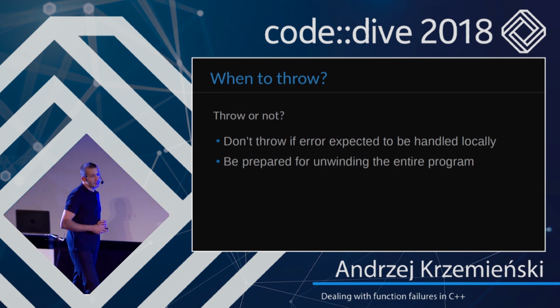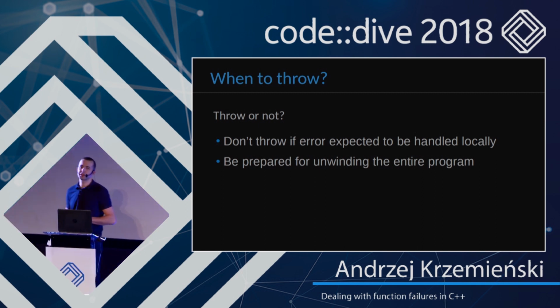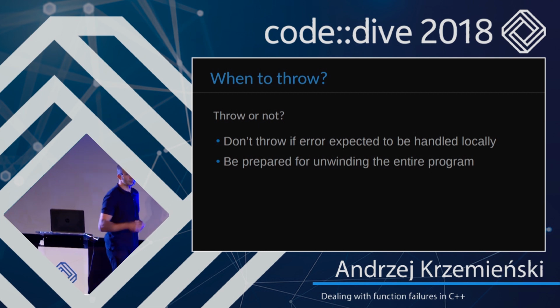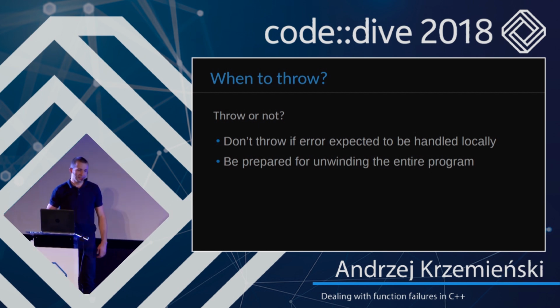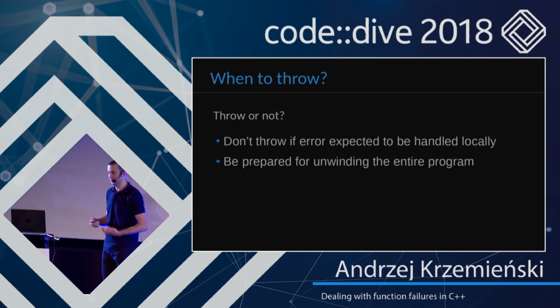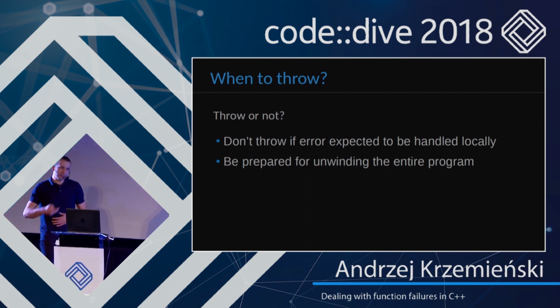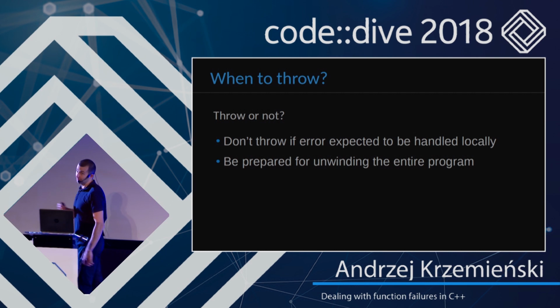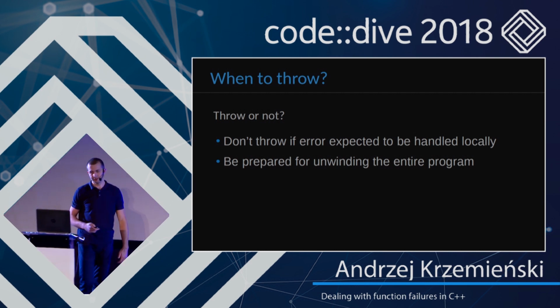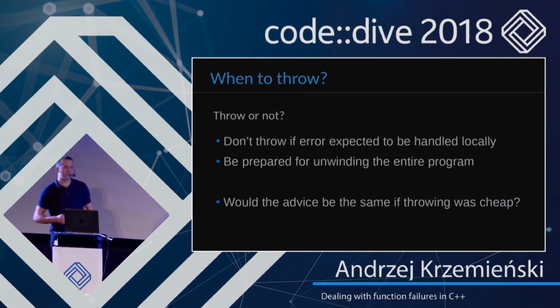And the practical answer you will be given is that you don't throw exceptions when you are pretty sure it will be handled at the next level immediately. Because you don't want to pay for the overhead of communicating exceptions. Or to put it the other way around, if you are throwing the exception, you need to be prepared that it will unwind big portions of your program and perhaps even kill it. And perhaps this advice would be different if throwing exceptions were cheaper.